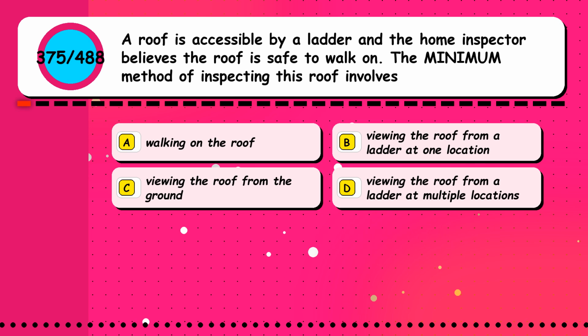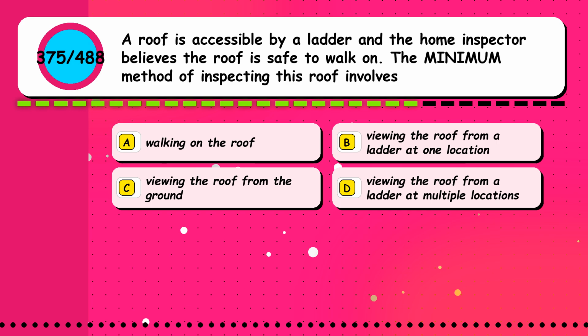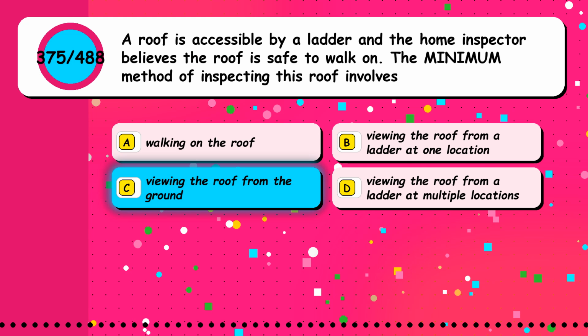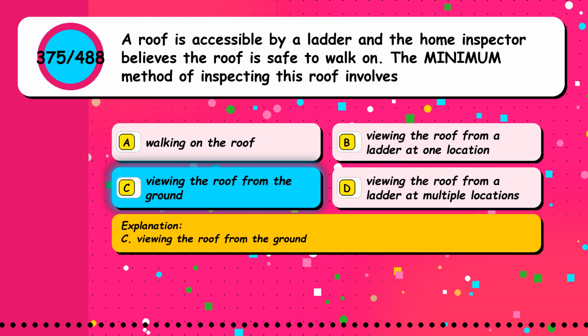Question 375. A roof is accessible by a ladder and the home inspector believes the roof is safe to walk on. The minimum method of inspecting this roof involves: option A, walking on the roof. Option B, viewing the roof from a ladder at one location. Option C, viewing the roof from the ground. Option D, viewing the roof from a ladder at multiple locations. The correct answer is option C, viewing the roof from the ground.